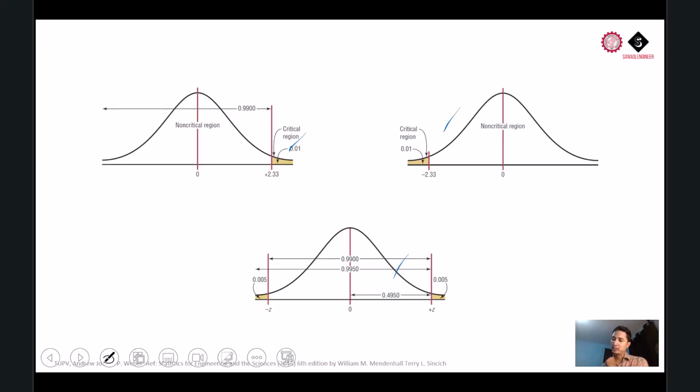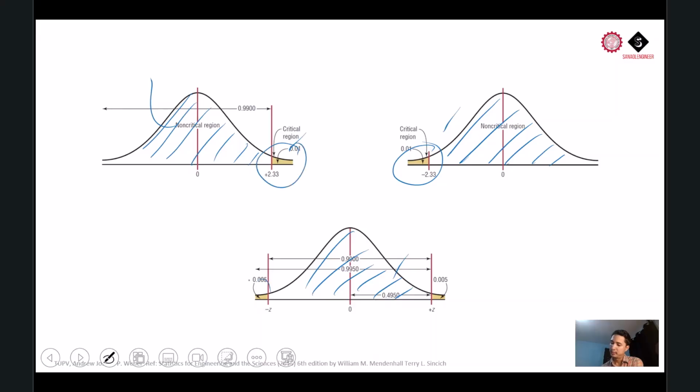The non-critical region for right-tailed is this, and that depends on the significance level. The non-critical region for the left-tailed, this is it. And the non-critical region for the two-tailed is in the middle. And these parts are all the critical regions. The corresponding value is called the critical value, or the CV. This is the CV, this is the CV, and another CV.